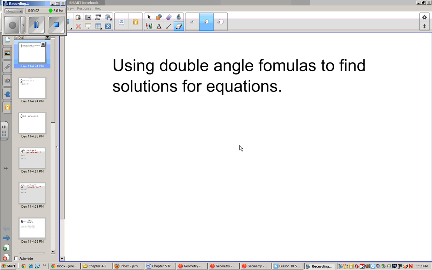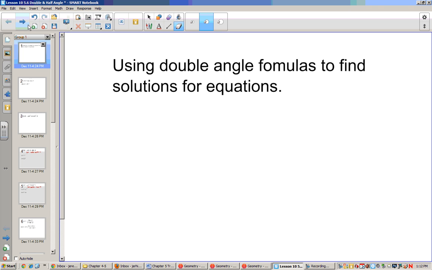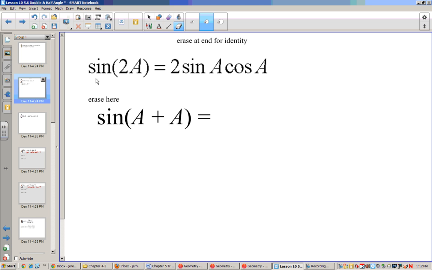All right, today we are going to learn about the double angle formulas and how to use them to find solutions for equations. So first off, the sine of 2a is 2 sine a cosine a. And this is our identity.